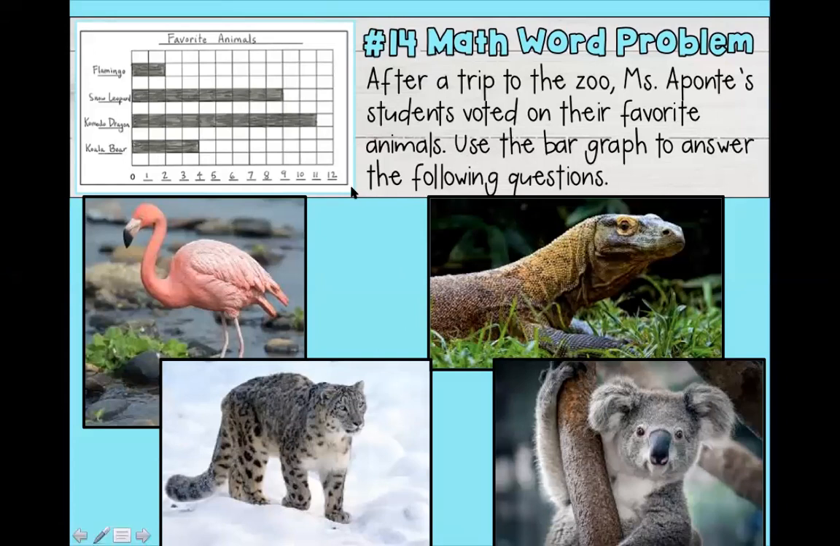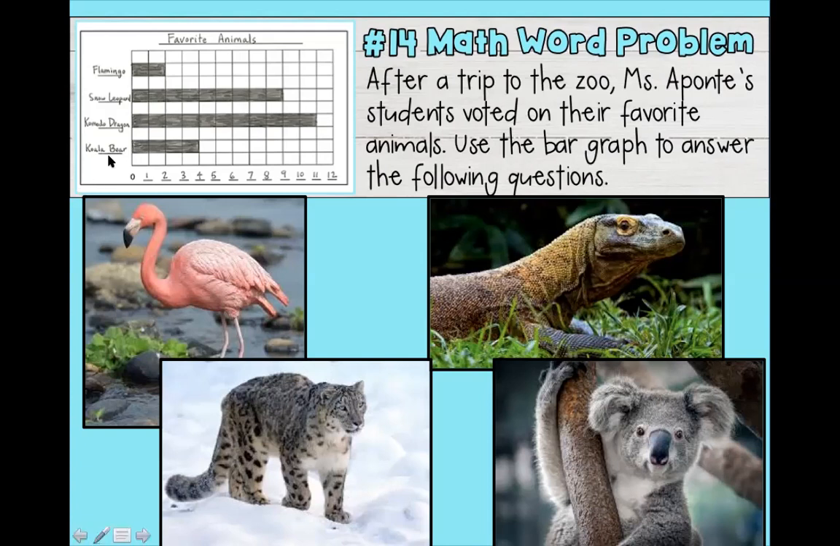So if you're not sure what a bar graph is, look up in the top corner. I've put a picture of a bar graph and the title says favorite animals. So a bar graph is sort of like a picture that's organized in a way that helps us read information about numbers and data. So right now we're going to be using this bar graph to answer questions about the animals and whose favorites they are.